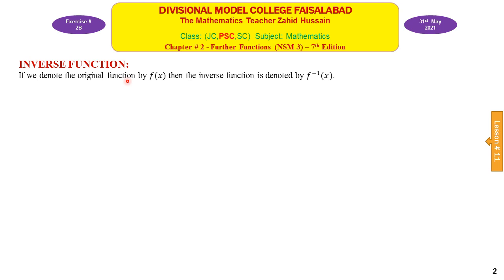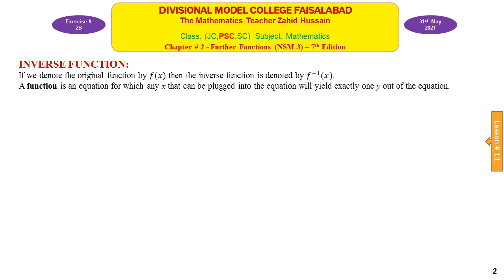If we denote the original function by f of x, then the inverse function will be denoted by f inverse x. If the function is represented by g of x, then the inverse will be g inverse, and if the function is represented by h, then its inverse function will be h inverse. That is, we will put minus 1 as an index.